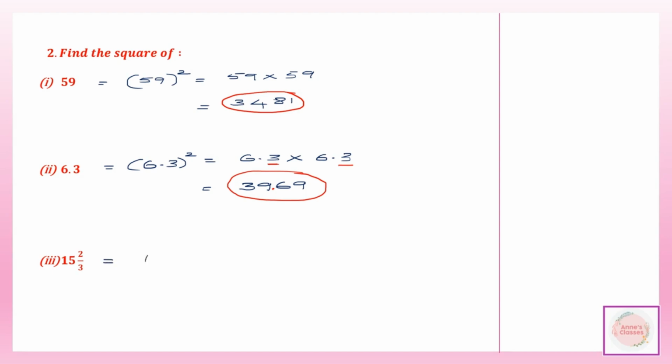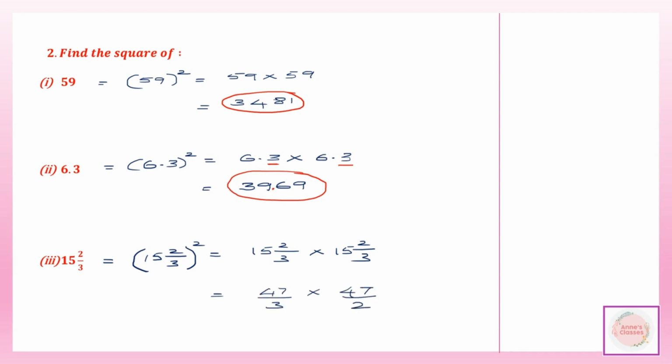The next one is find the square of 15 2 by 3. So let's write that, 15 2 by 3, the whole square. We're finding the square of this. So this will be 15 2 by 3 into 15 2 by 3. Now remember, this has just become multiplication of fractions. So here let's convert. 15 into 3 is 45 plus 2 is 47. So this becomes 47 by 3 into 47 by 3.